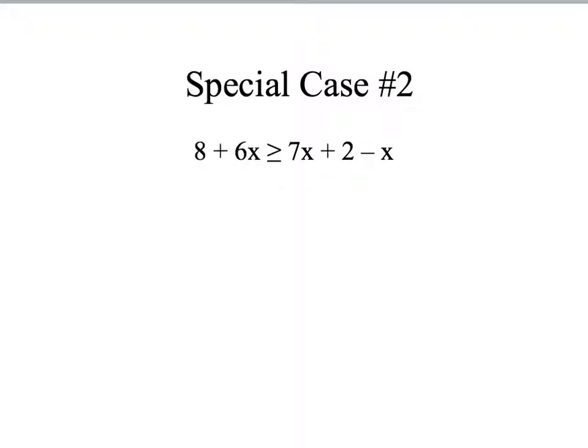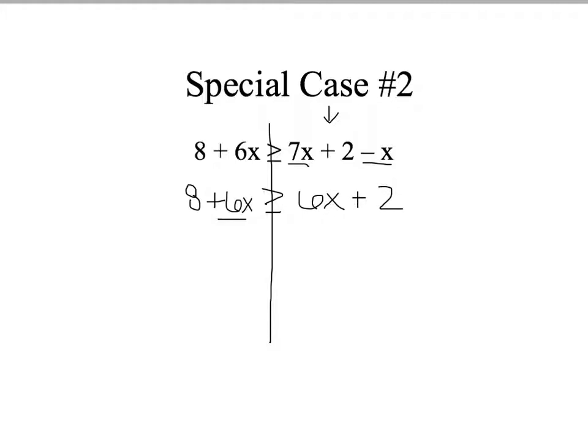Let's take a look at special case number 2. So if I draw in a line, I notice that on the right side, I need to do some simplifying. So I'm going to just bring down the left side and my symbol. Then I'm going to do 7x minus x, and that's 6x plus 2. Again, because I have 6x on both sides, they're going to cancel out. So I'll have 8 is greater than or equal to 2.